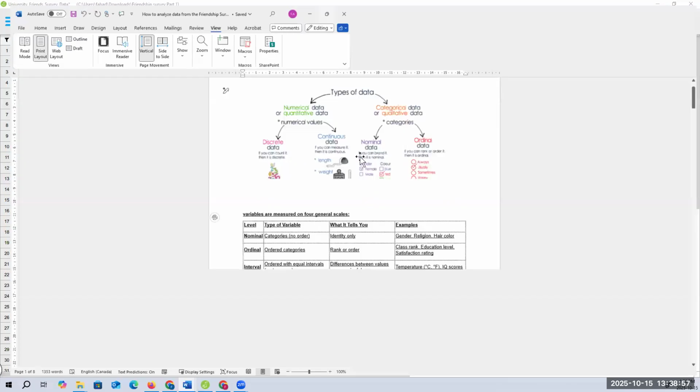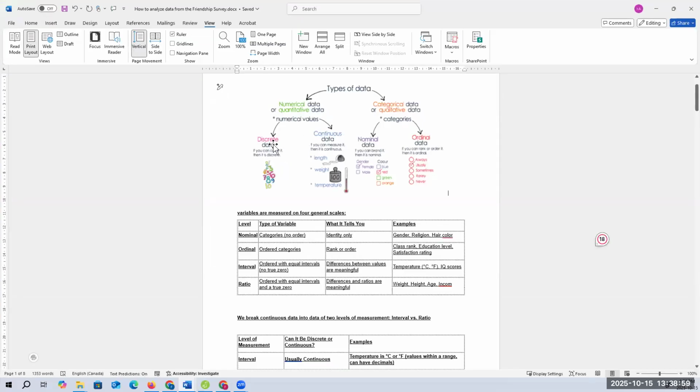So we have types of data here. We have numerical data, or quantitative data, numerical values, and we have categorical, qualitative data. So categorical, for example, first year, second year, third year, fourth year. Numerical quantitative can be referring to discrete or continuous.